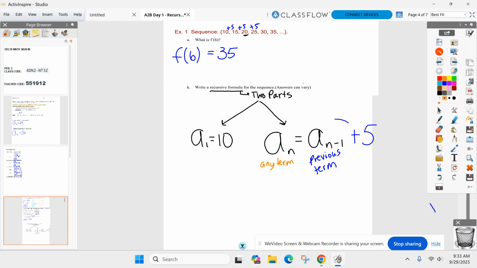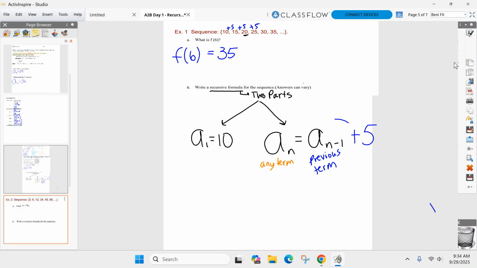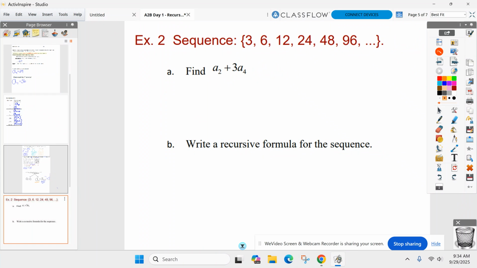One more time before we move on. If you're asked to write a recursive formula, you need 2 parts. First part, tell me what the first term is. Second part, what's the pattern? What are you doing to the previous term to get to the next term? Questions? Because one doesn't make you great. Keep trucking. Here you go. Boom. There's my new sequence.